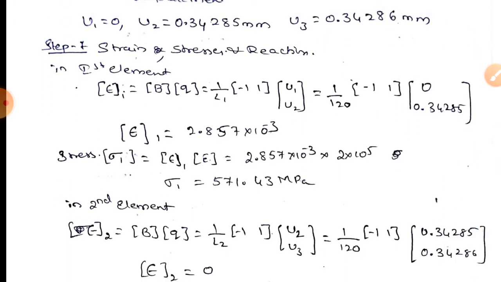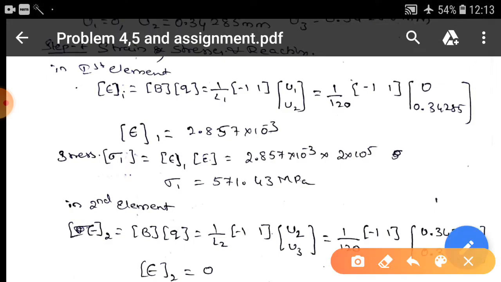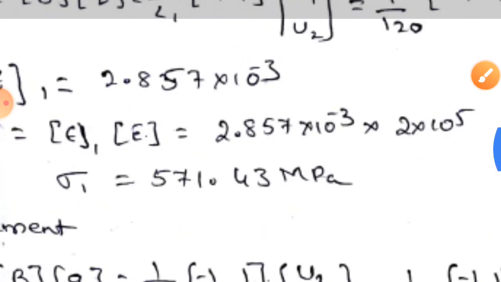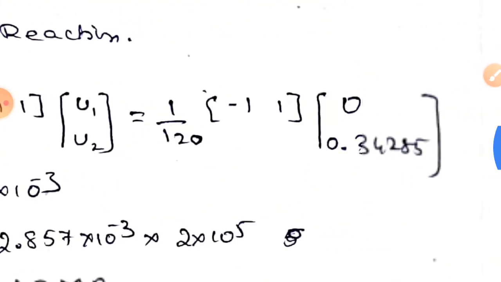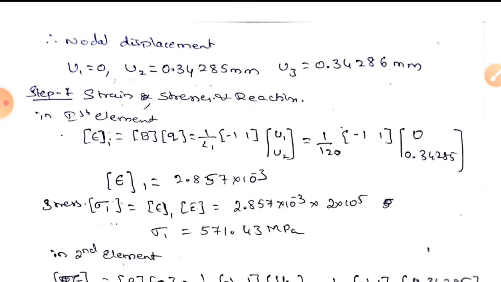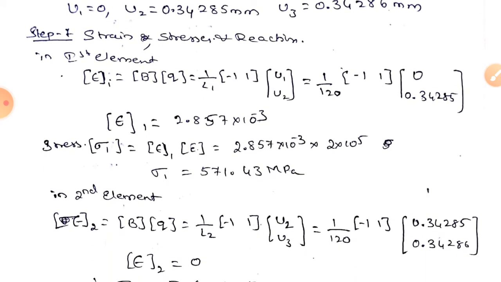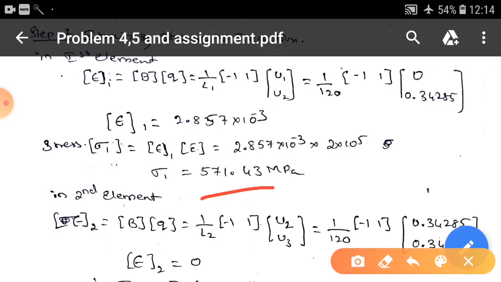Now we will calculate the strain. That is step 7. Strain is B into Q. B is nothing but 1 by L1 times minus 1, 1, that is equal to minus 1 divided by 120, the length of that element, times minus 1, 1, and 0 and 0.34285. So for the first element, the strain is 2.857 into 10 raised to minus 3. Now calculate the stress. Strain times Young's modulus gives the stress: 571.43 is the stress generated in it.